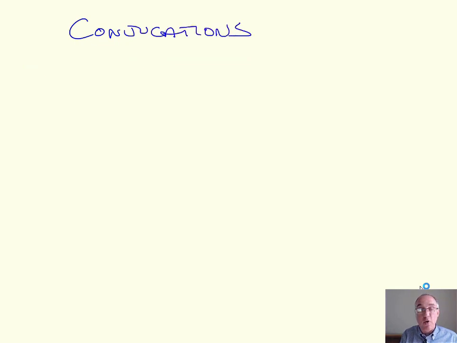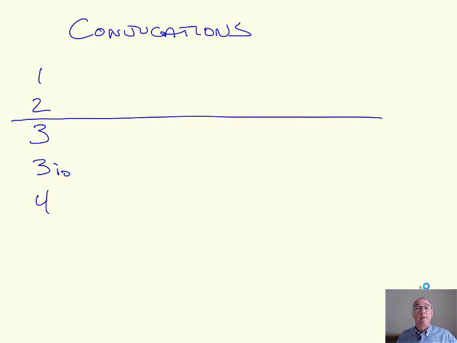Conjugations. You have verbs of the first conjugation, the second conjugation, the third conjugation, then we have a trick, third IO, and the fourth conjugation. At this point, we are only concerned with, and you've only been introduced to, verbs of the first and second conjugation. What does this mean?